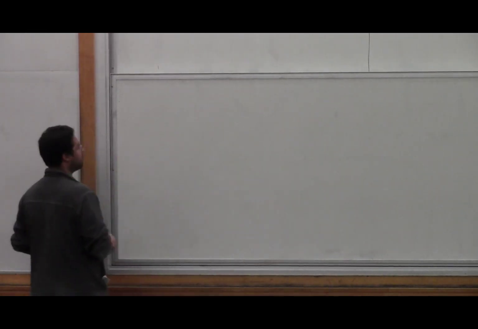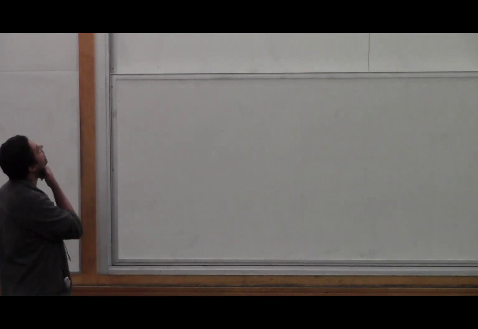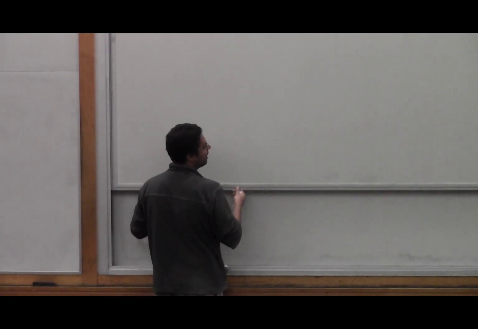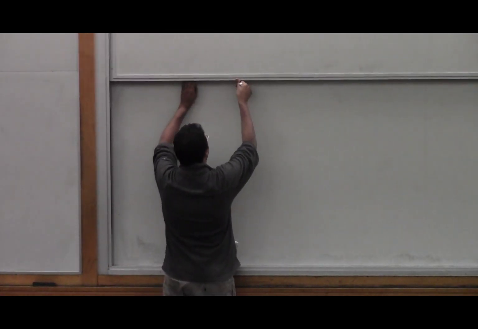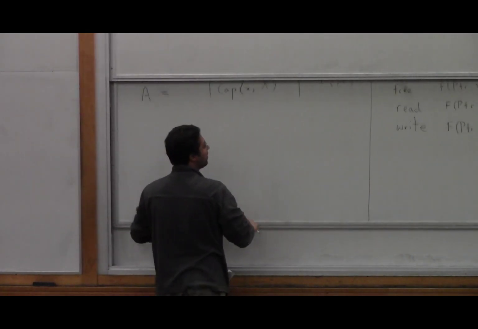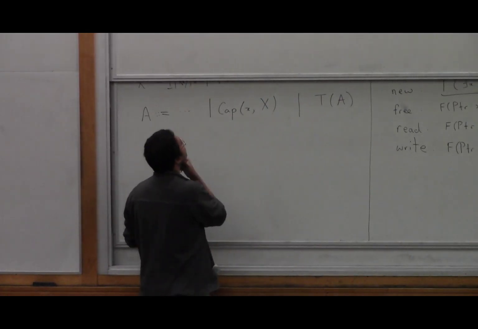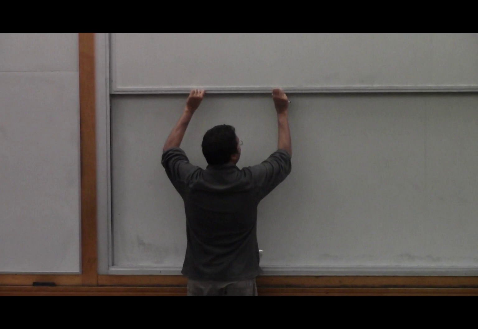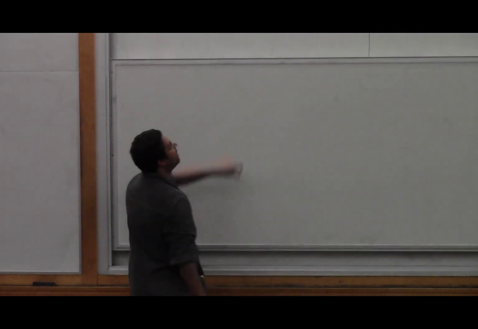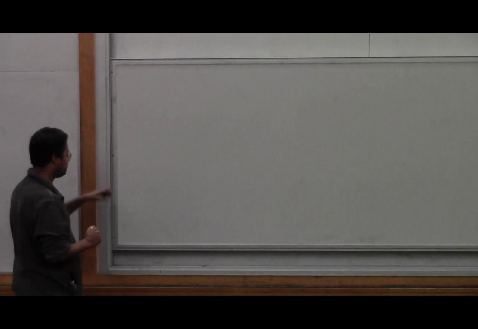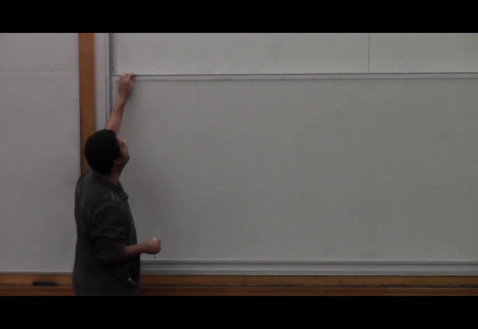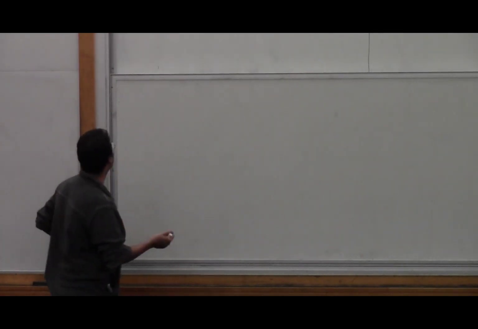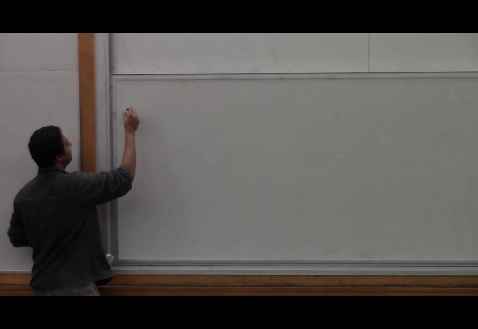Oh yes, before I do that, let me round out this programming language with the monadic operations and some typing rules for them. Let's write some typing rules for T and capabilities and those four operations there.